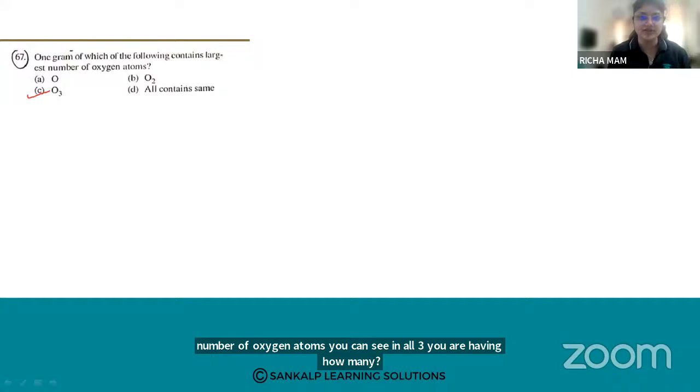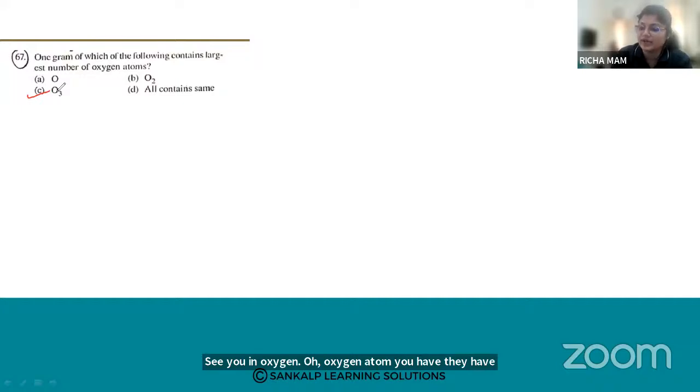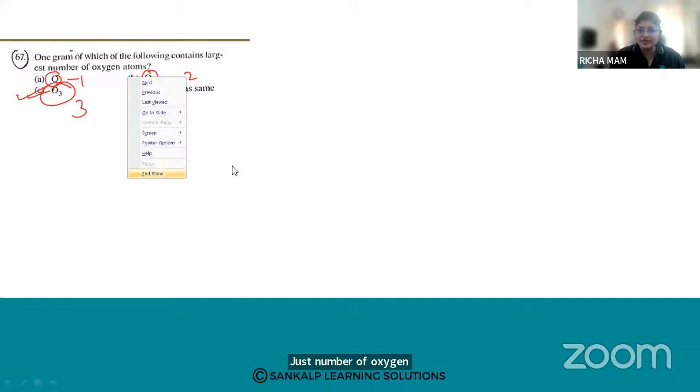So 1 gram of which of the following contains the largest number of oxygen atoms? You can see in O3 you have 3 oxygen atoms, right? They have asked for the largest number of oxygen atoms. Calculate the oxygen atoms here. From here, oxygen here is 1, here it is 2, here it is 3. So the third one has the largest number of oxygen atoms.